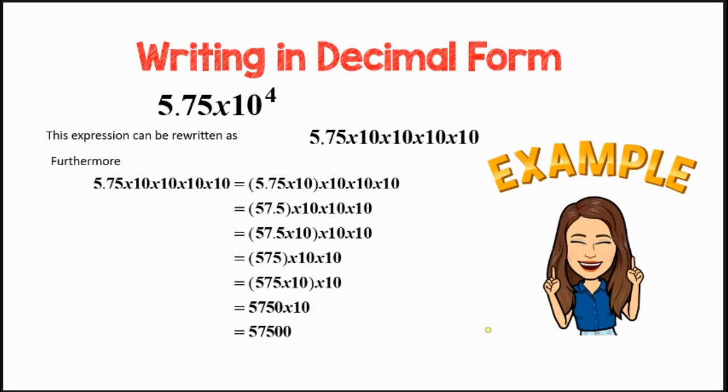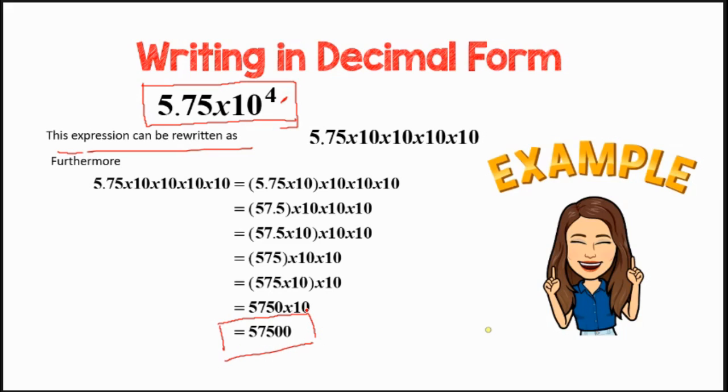Let's look at this example. We have a number in scientific notation: 5.75 times 10 raised to 4. We are going to transform it into its decimal form. Since the power is positive, we expect a relatively large number. So this expression can be written as 5.75 times 10 times 10 times 10 times 10, using your knowledge on exponents. Furthermore, it'll be equal to about 57,500. Okay?